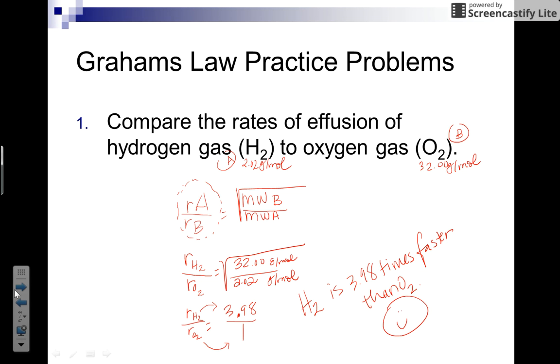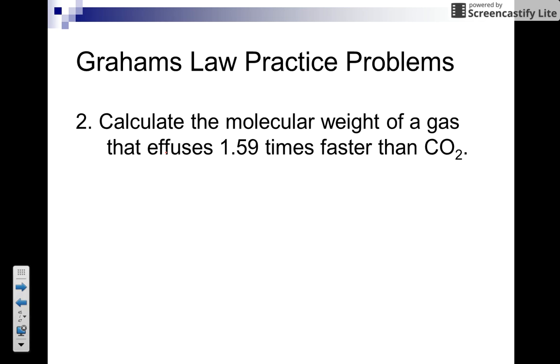Okay, let's look at another example. Number 2 says calculate the molecular weight of a gas that effuses 1.59 times faster than CO2. Since this unknown gas that we're looking for is faster, the molecular weight of A is what we're solving for, because the faster gas is always A. Comparing it to the last answer, the rate of A here is going to be 1.59, and we're going to define the rate of B as 1.